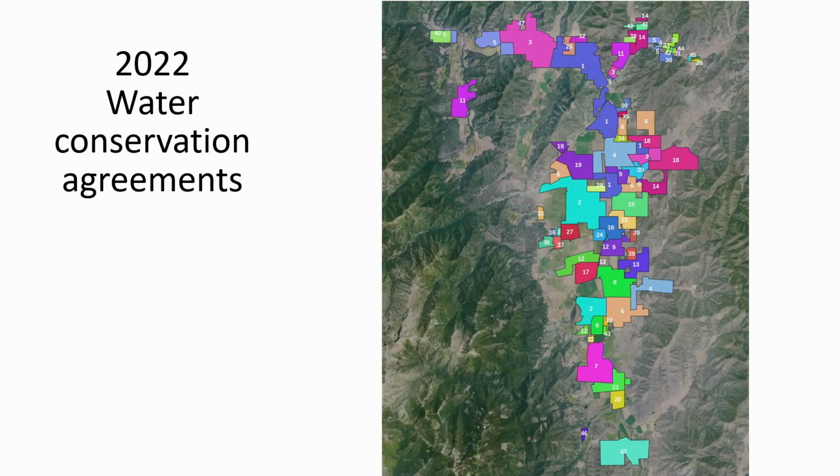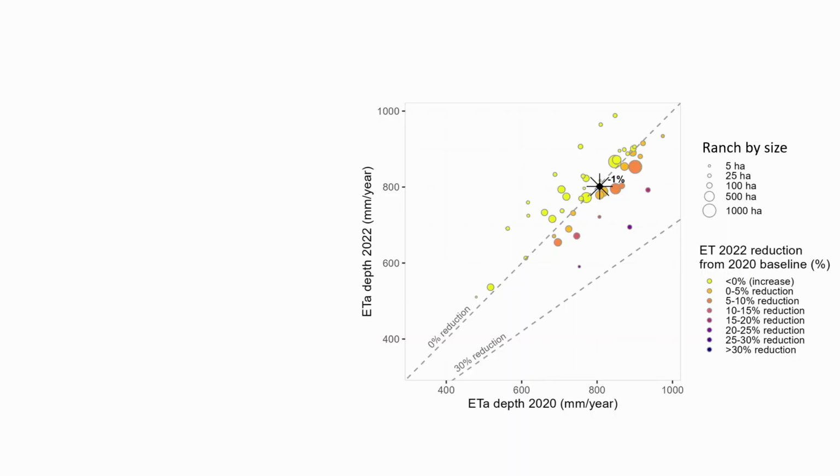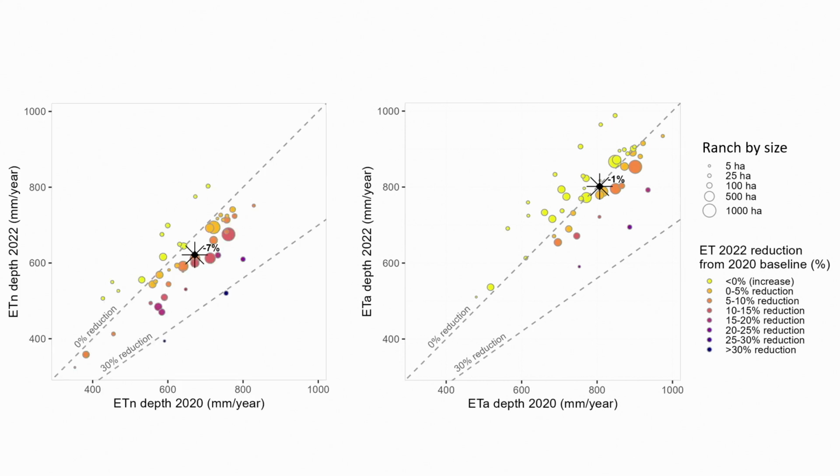Going back to those water conservation agreements, here's a map showing where they were across the valley. On average, there was about a 1% reduction in net ET on these ranches. Looking at net ET, there was about a 7% average reduction on the 47 ranches. There were two ranches that did have a 30% reduction in their net ET, and that was the goal of what everyone said they would do, to reduce their pumping by 30%.